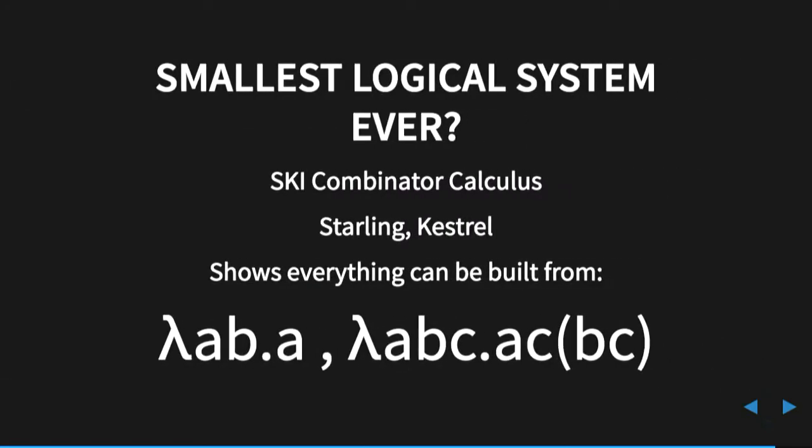So is this actually the smallest, tightest logical system ever? Well, turns out there's another thing called SKI combinator calculus, and everything in it is named after birds. The S is a starling and the K is a kestrel. And there's all sorts of fun with combining these things together in interesting ways. But one thing it shows is that actually everything in lambda calculus can be built by combining just these two functions. And the first one is familiar as that true function.